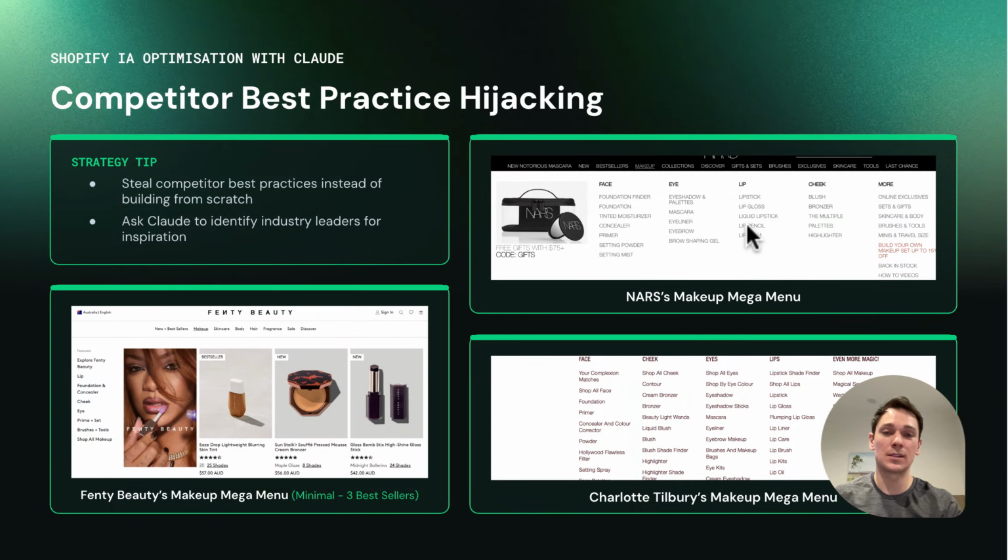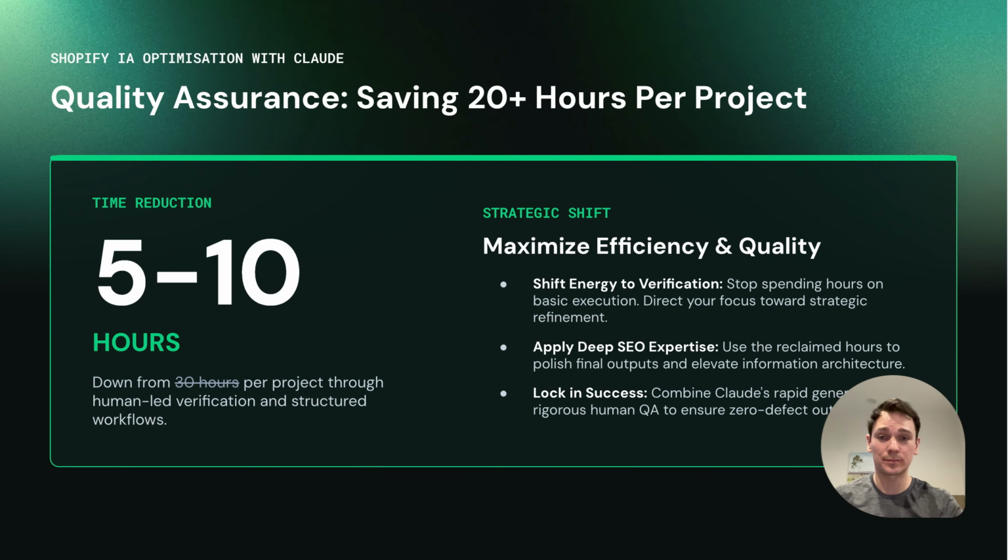And we'll see NARS's setup here and also Charlotte Tilbury's setup. You can see this has way more built out sub-collections and collections and way more opportunities to link to those collections pages within the IA heart, which is the main mega menu.